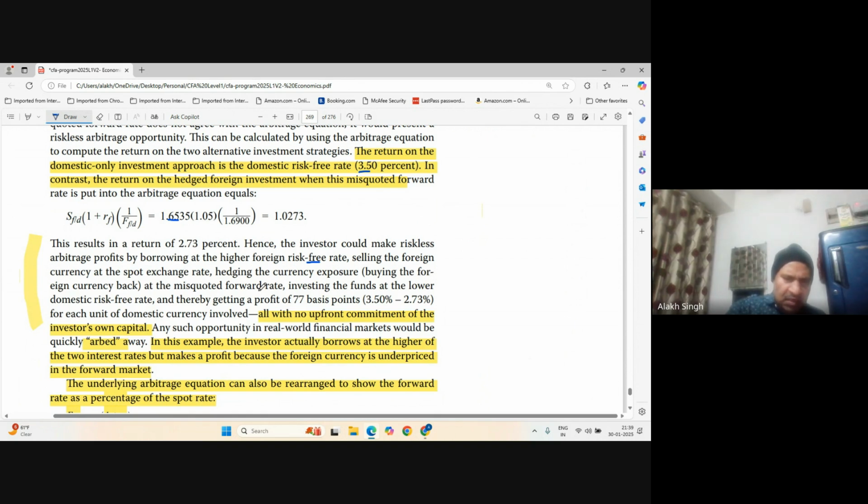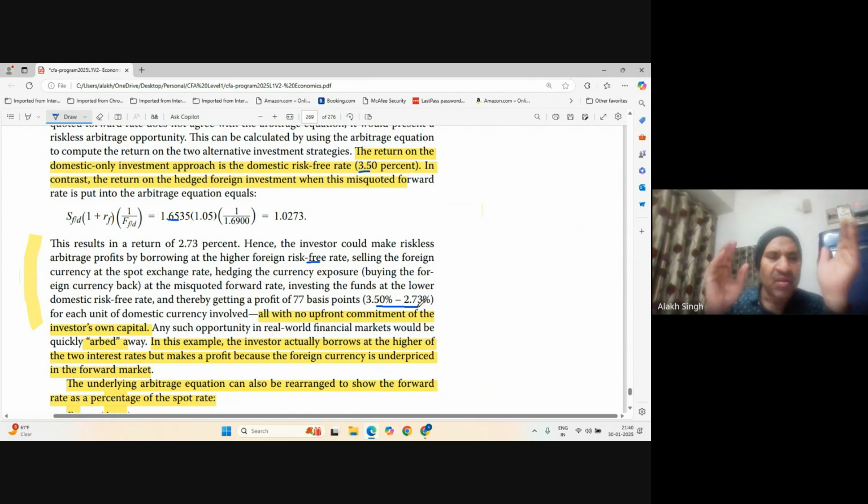We had said that we would short the forward rate, and that was correct. Actually, this book is calculating differently. It is telling us that, okay, investing the funds at the lower domestic risk-free rate and thereby getting a profit of 77 basis points, meaning 3.75 minus 2. So what does this book want to tell us?